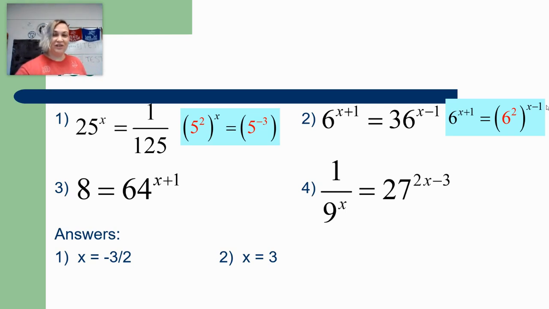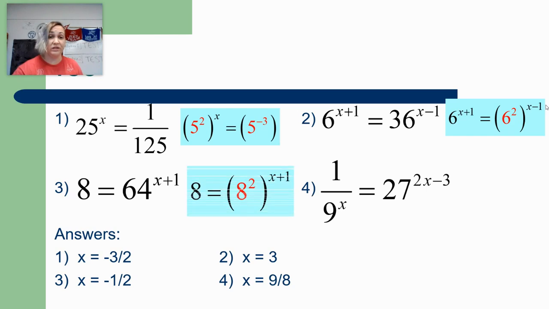All right, let's check 3 and 4. So on number 3, the common base can be the number 8. 8 squared is 64. You also could have used a common base of 2, but that number gets really, really big, but it also would have worked.